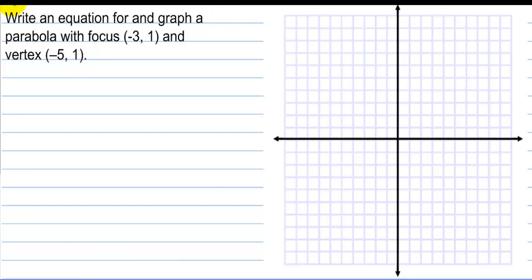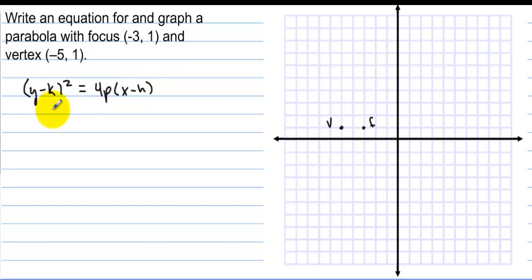Section 7.1, Day 2. Write an equation for and graph a parabola with focus (-3, 1) and vertex (-5, 1). Let's start with the vertex: 1, 2, 3, 4, 5, 1, and the focus is (-3, 1). All parabolas open from vertex to focus, so this one is opening to the right, which means y is being squared. We have (y - k)² = 4p(x - h).